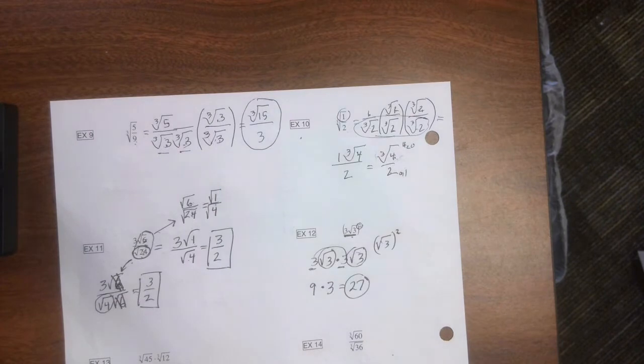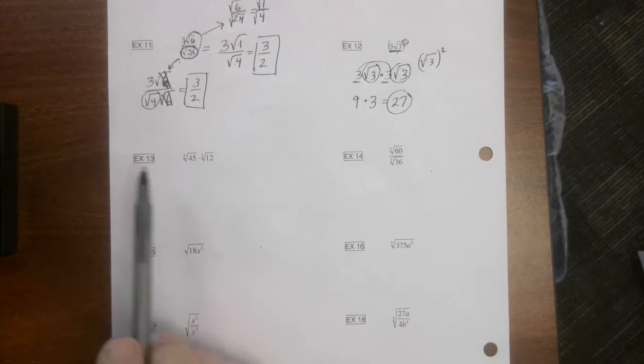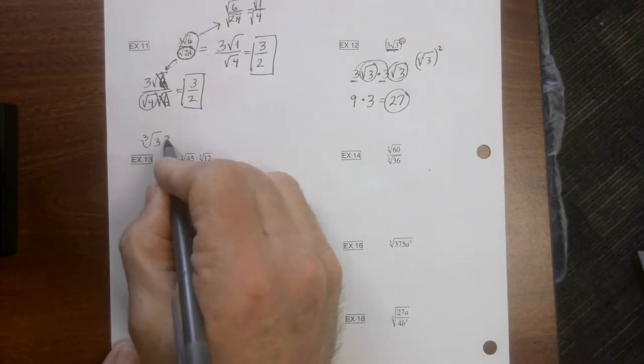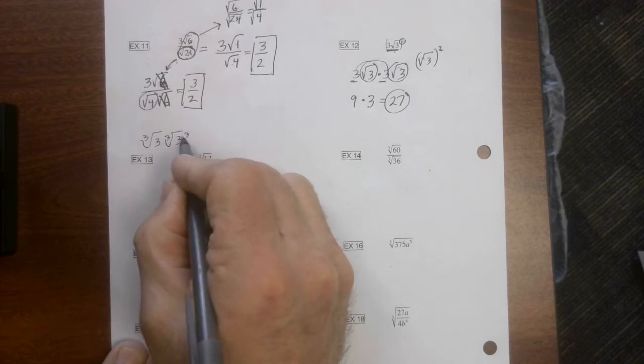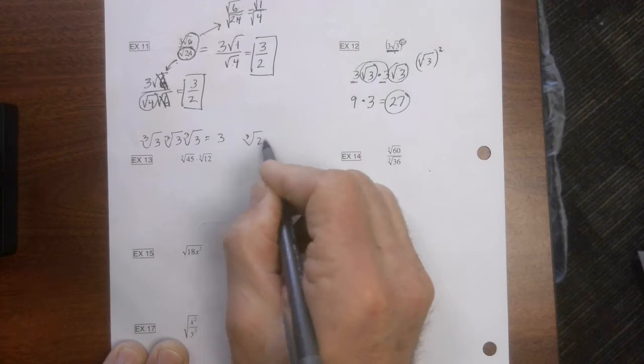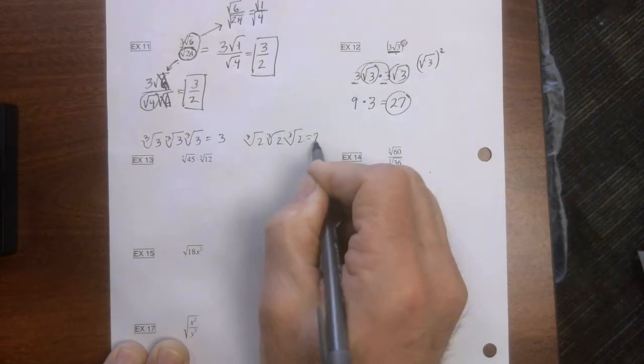That's it, okay? Now, I did not show you an example like this in the pre-lesson, but I want you to remember the cubic root of 3 times the cubic root of 3 times the cubic root of 3 is 3. The cubic root of 2 times the cubic root of 2 times the cubic root of 2 is 2.